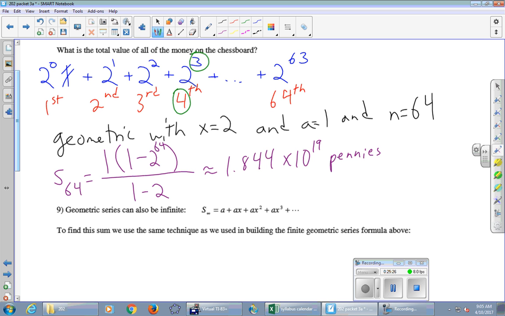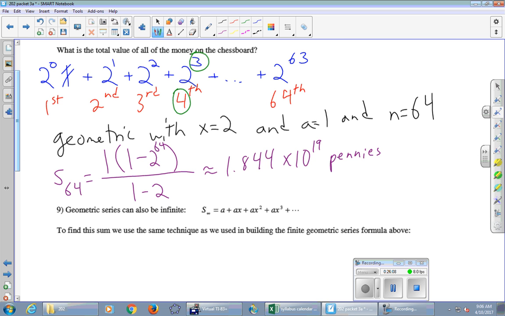So right, 10 to the 6th is million, 10 to the 9th is billion, 10 to the 12th is trillion, 10 to the 15th is quadrillion, and then 10 to the 18th is quintillion, right? So that is like 18 quintillion dollars sitting on that chessboard. That's more than will ever exist in the world. There's like $60 trillion. I'm generalizing. I am. This is still more.